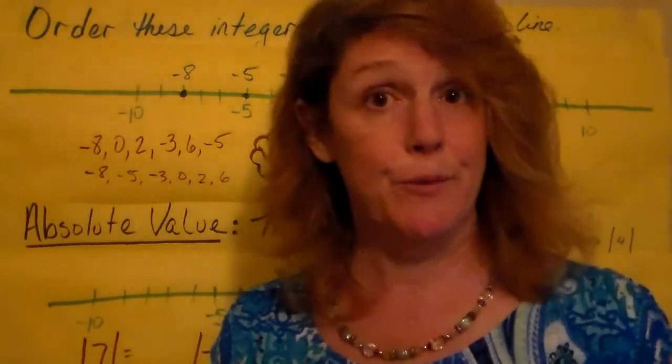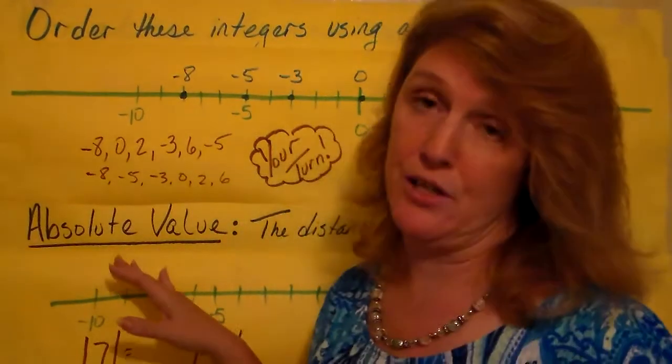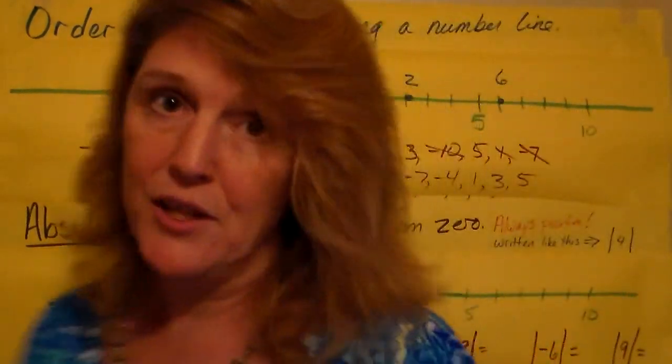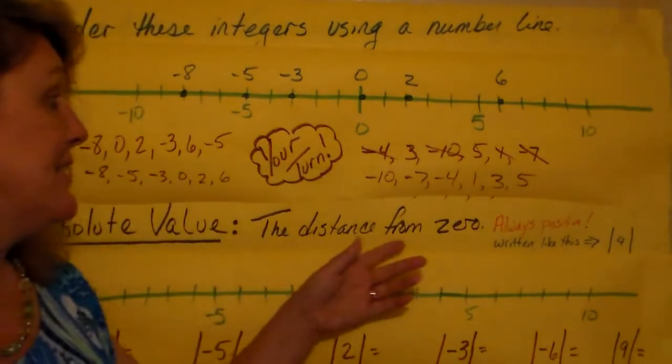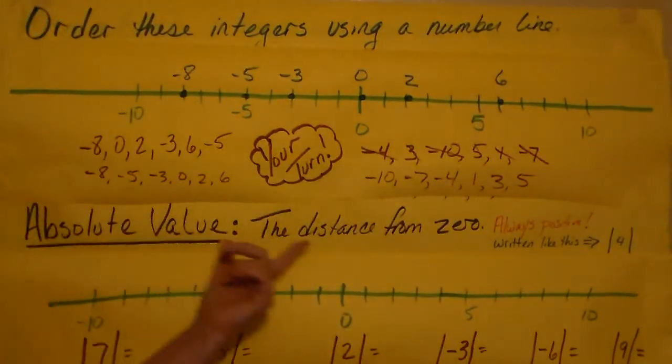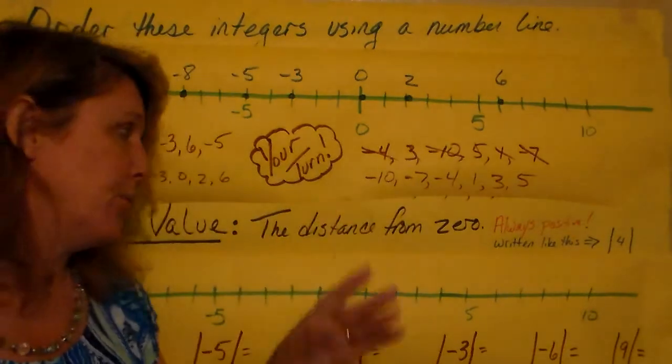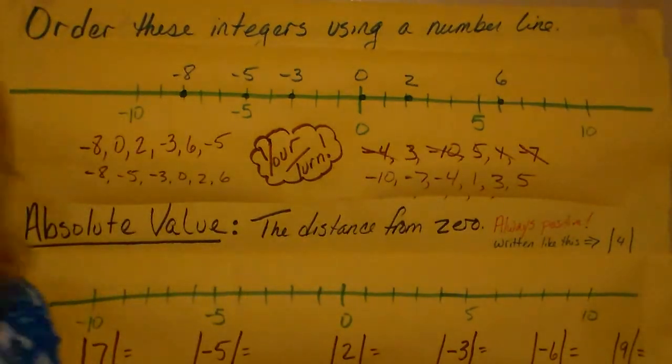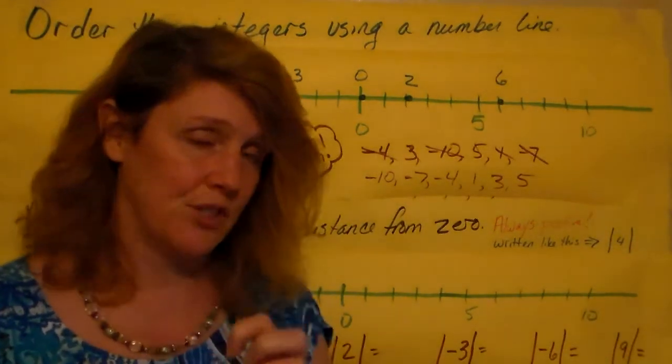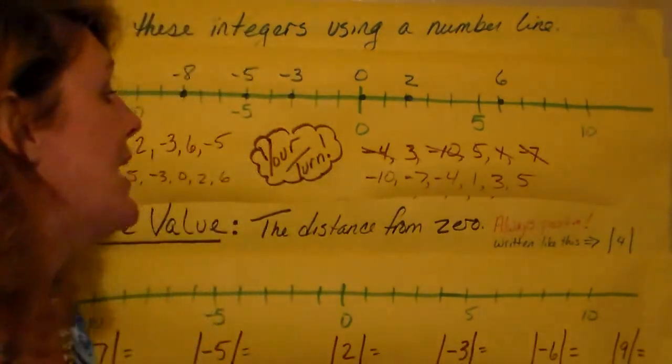New concept. You ready? Absolute value. Absolute value is defined as the distance from 0. This is vocabulary. You probably want to highlight it, underline it, make it all pretty. The distance from 0. Now this number is always positive. The answer is always positive. And we write it like this.